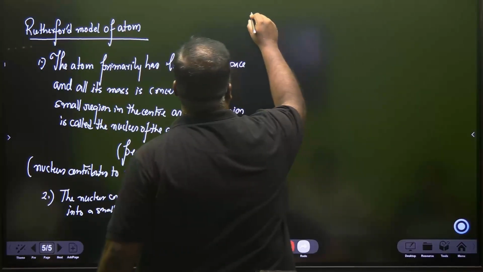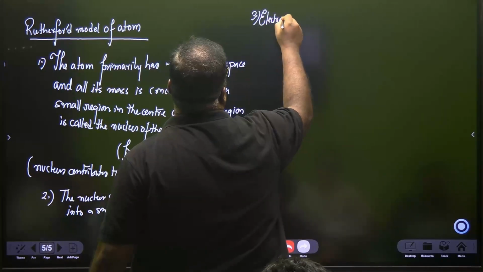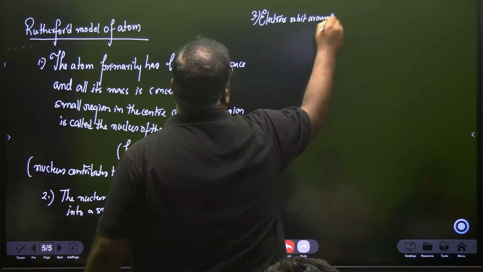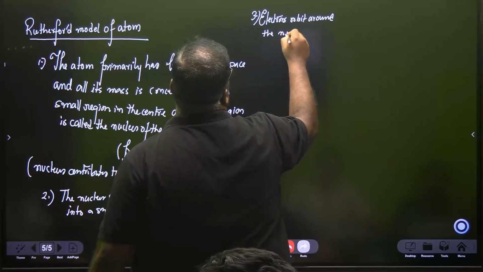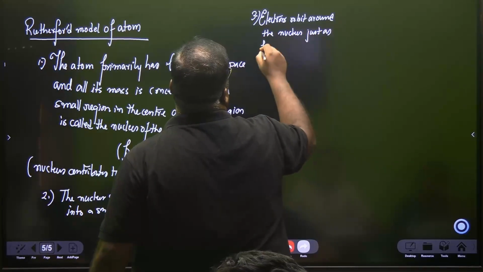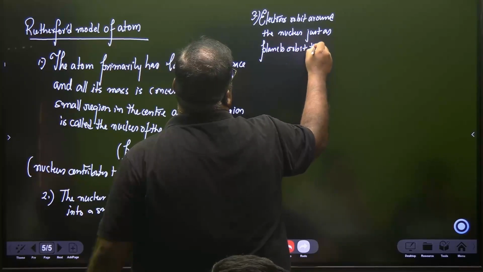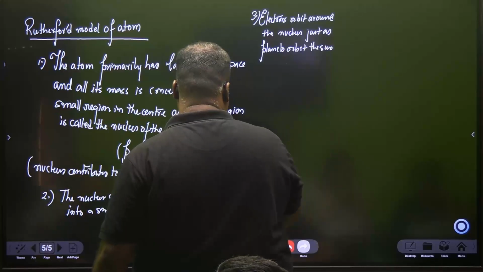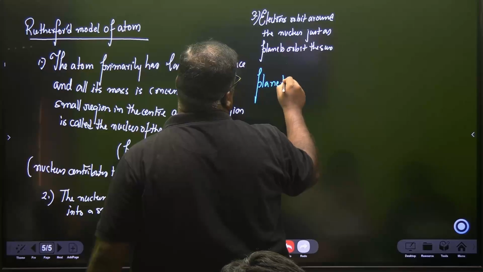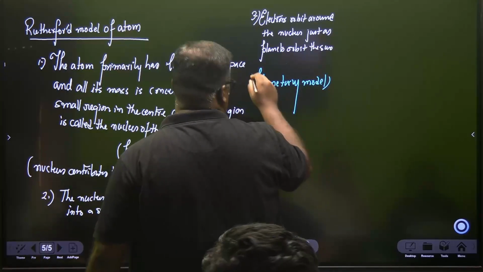And the third one was he has to accommodate the electrons also. Electrons orbit around the nucleus just as planets orbit the sun. And so his model was better known as the planetary model. So the plum and the pudding model now goes into the trash.